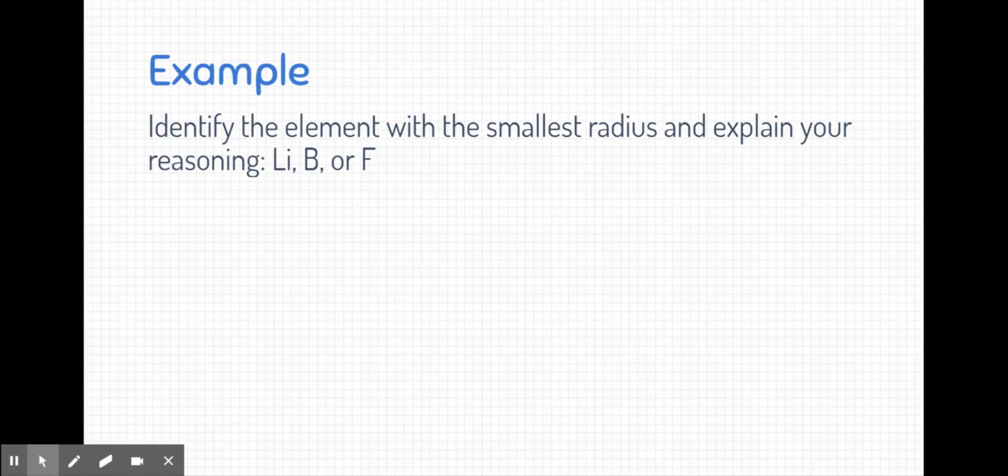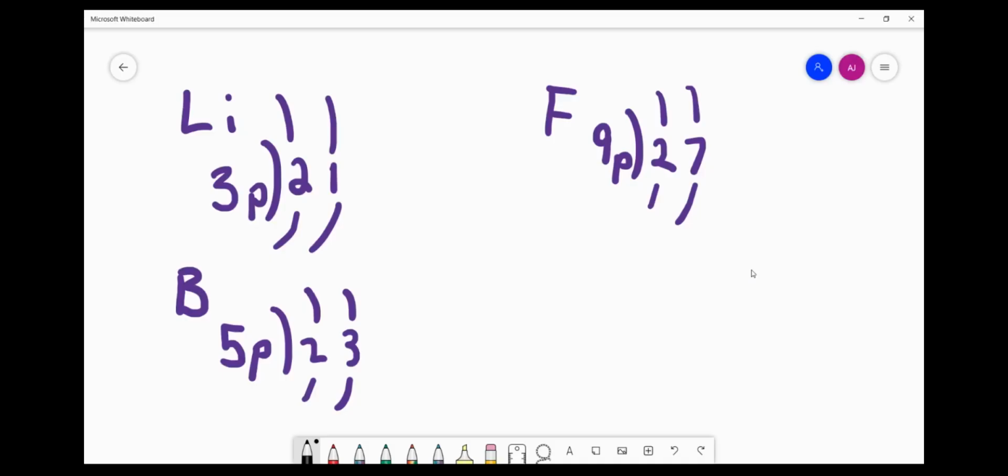So now that we've identified what the trend is, let's look at an example and see how we can use these patterns in the periodic table to apply to some examples. So let's identify the element here of lithium, boron, or fluorine with the smallest radius, and then explain our reasoning for that. So let's switch over to the whiteboard here and try to answer that question. You could pause the video right now and start off by drawing modified Bohr-Rutherford diagrams for those three elements. So here are my modified Bohr-Rutherford diagrams for lithium, boron, and fluorine.